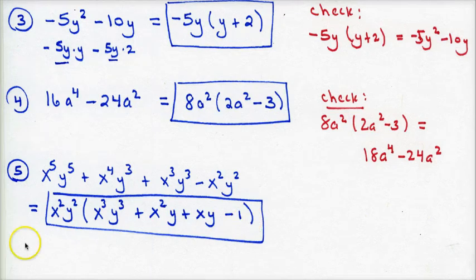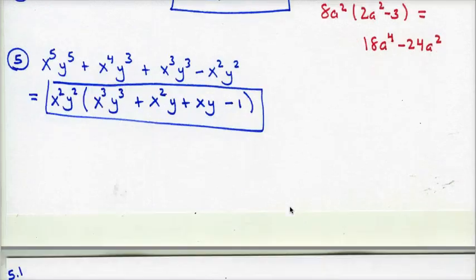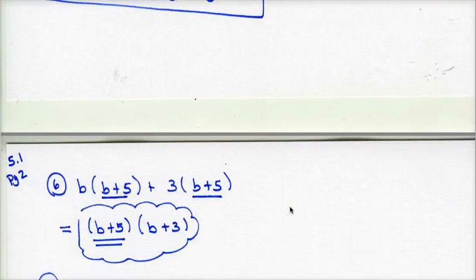And of course, you can distribute and double check your work off to the side. I did not, but you could, and you would double check. But your boxed quantity is your answer. So let's move on. These get a little bit more complicated.